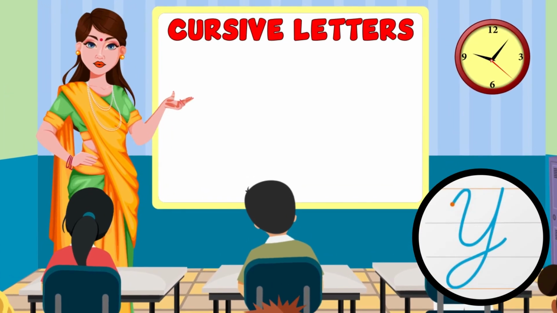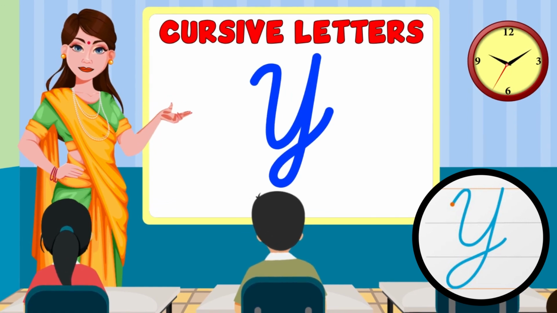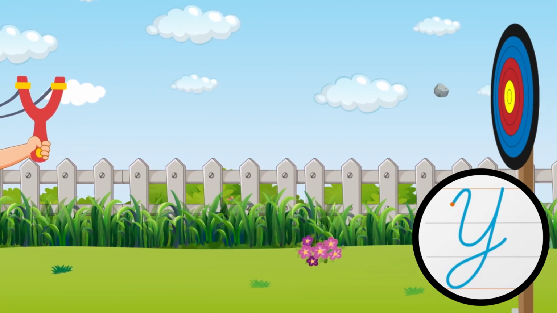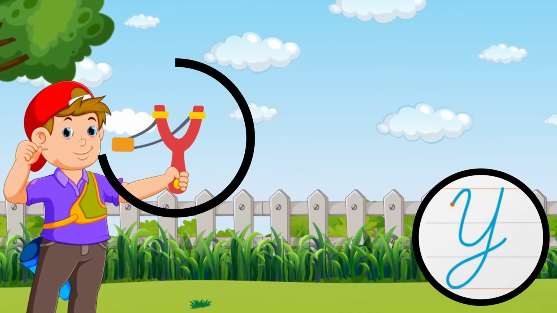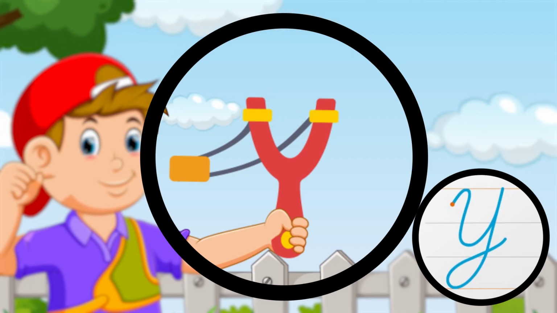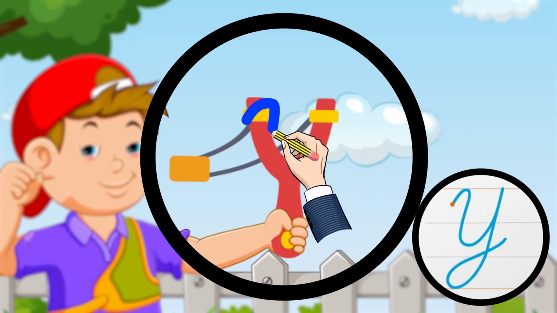We are going to learn how to write the cursive letter Y. Let's learn how to do this by looking at a slingshot. Have you seen a slingshot? A slingshot looks a little bit like this. We will start at the top left of the slingshot.